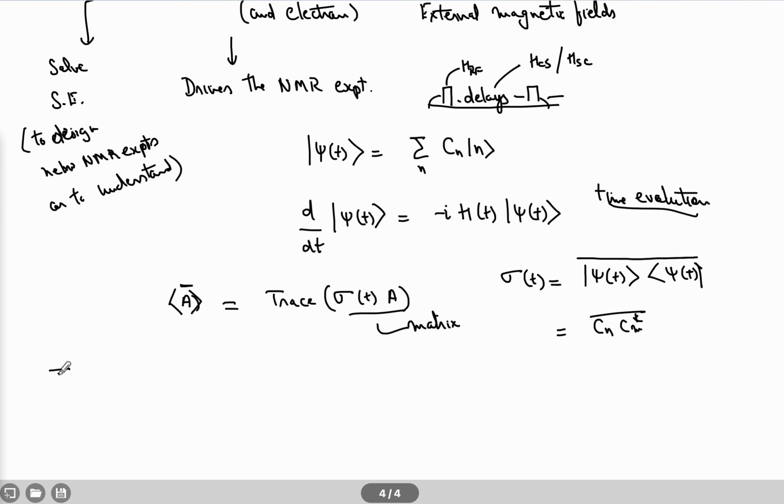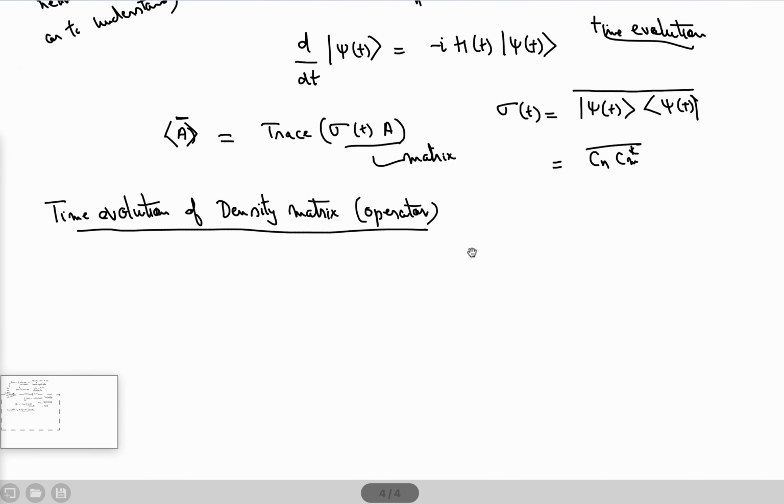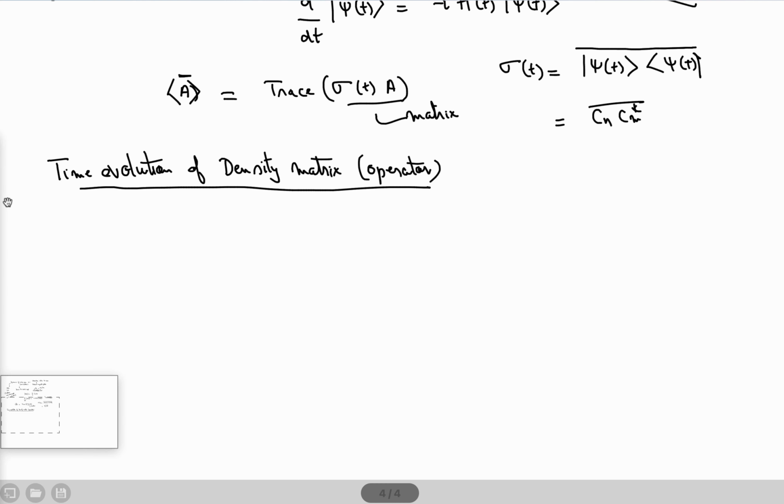So what we will try to learn today is time evolution of density matrix. So in matrix form you call it density matrix, or in operator form you call it density operator. Basically the meaning is the same, right? So let's try to understand time evolution of density matrix. Okay, so that means what we are trying to find out is d sigma(t) by dt.